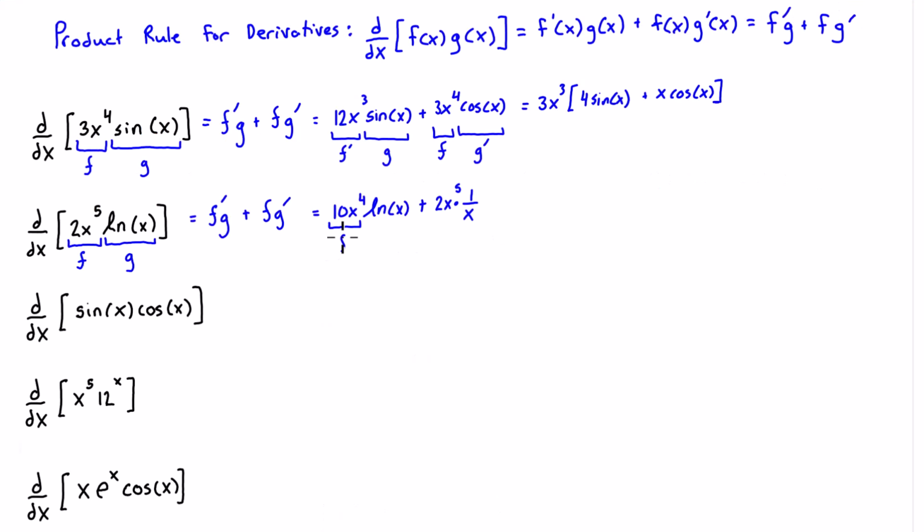So this was f prime, this was g, and this here was f, and this is g prime, or the derivative of g itself. So this is going to simplify just a little bit. The first term will actually stay the same, so 10x to the power of 4 times ln of x. And the second term, this x here is going to cancel out with one of the 5 x's above, and we'll just be left with 2x to the power of 4.